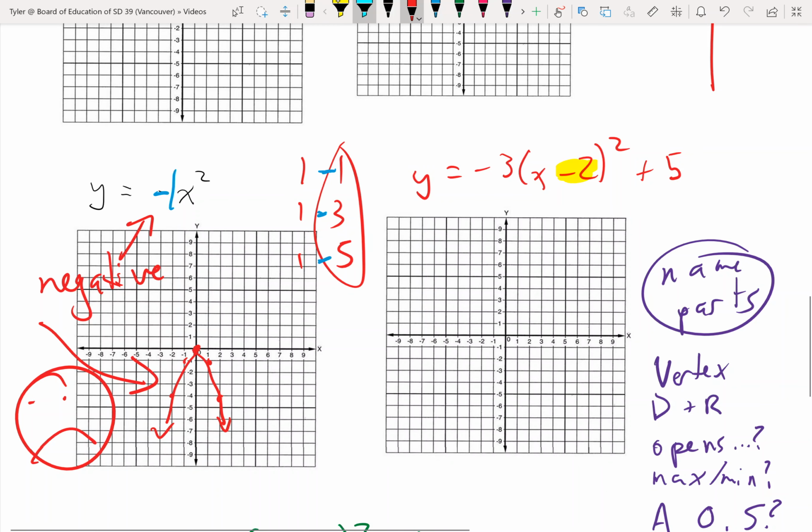No, I like to do the horizontal first to remember to do it backwards. So it's negative, so I need to go to the right by 2. Then I need to go up by 5. So it's actually going to be there. That's my vertex, okay? Then I'm going to do my step value. I'm going to multiply each of these by -3. So they're going to become -3, -9, -15.